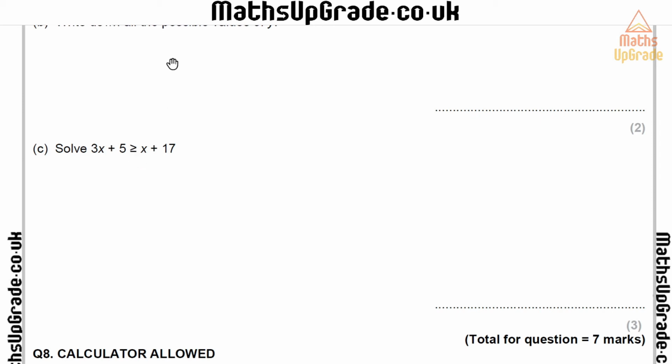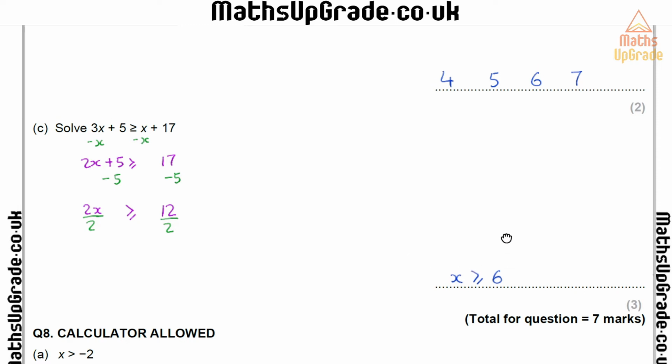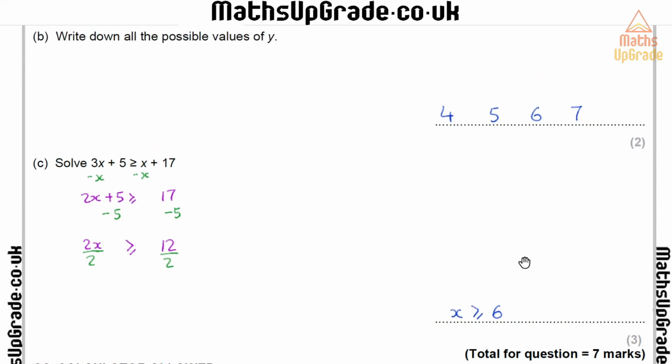So if I subtract x from both sides, I end up with 2x plus 5, which is greater than or equal to 17. Now, you do the inverse of add 5, which is subtract 5. Do that to both sides, you end up with 2x, which is greater than or equal to 12. Divide both sides by 2, and I get x, which is greater than or equal to 6. And that's 7 marks for the whole question.